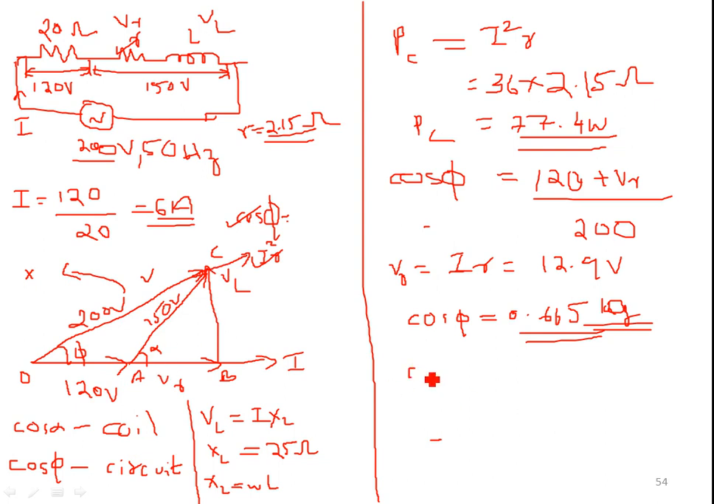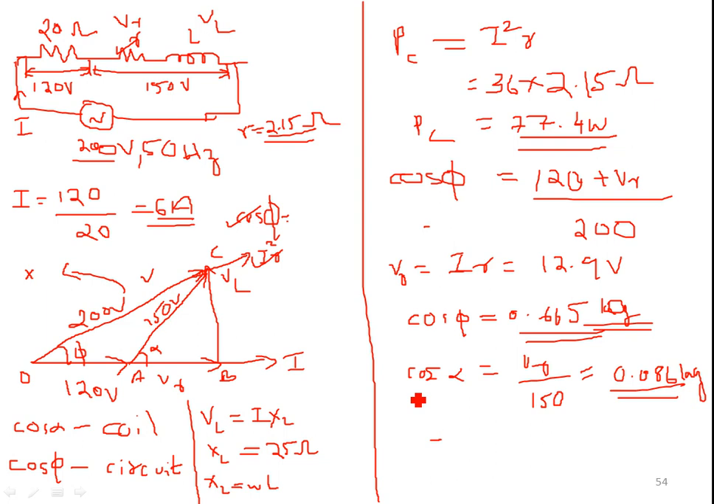Now, to have some extension of this question, if power factor of the coil is asked, you need to find cos alpha. What is cos alpha? Cos alpha is basically VR by 150. This VR by 150 is the power factor of the coil. What is VR? Nearly 12.9. So it is 12.9 divided by 150, which means it is 0.086. Okay. And again, since it is an RL circuit, we can take it as lag. So that is the power factor of the coil.